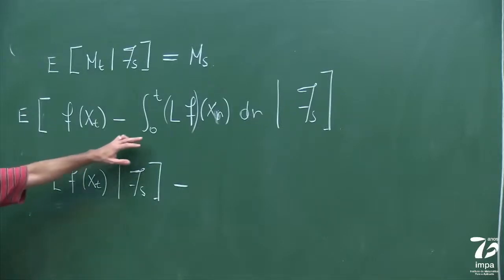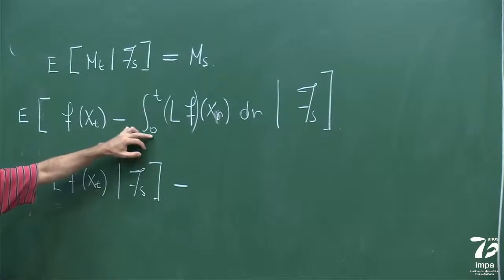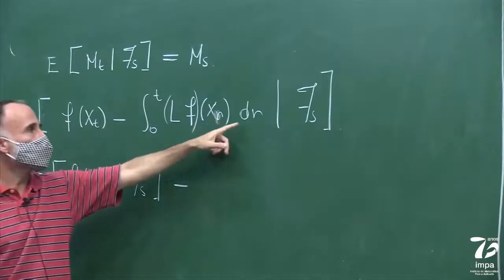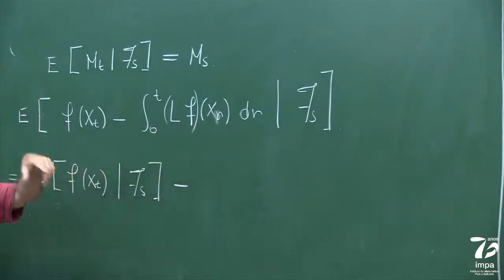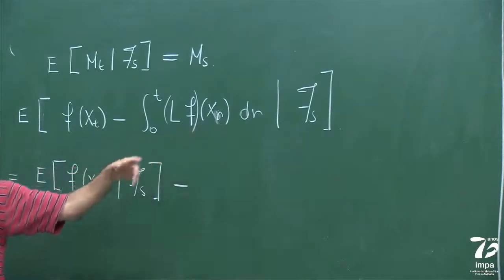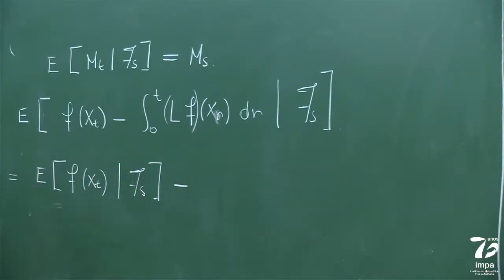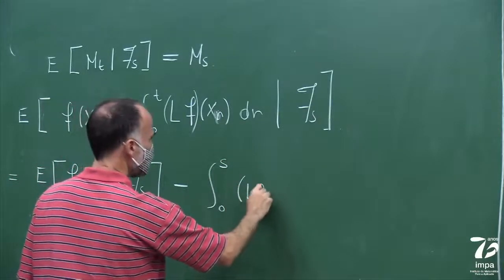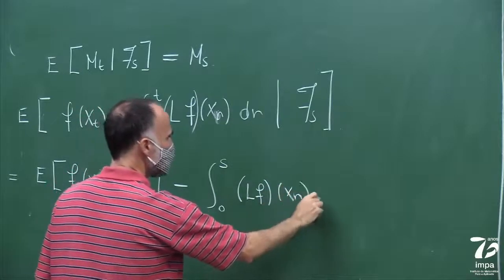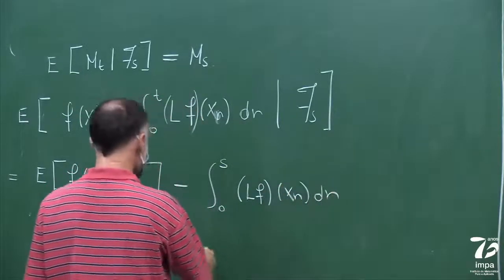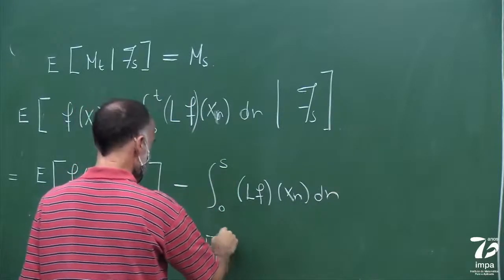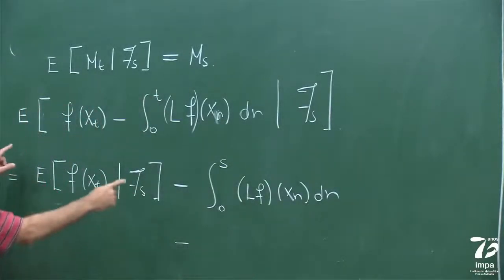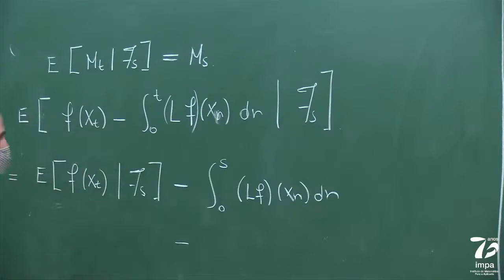But for the second piece, I will divide this integral as an integral from 0 to s and an integral from s to t. From 0 to s, I have only times r which are smaller than s, and therefore these variables are all F_s measurable. So the conditional expectation is equal to itself. So there is a first piece which is the integral from 0 to s of Lf(X_r) dr. And then there is a second piece, which is what happens after. But what happens after? Let me exchange the integral with the expectation.